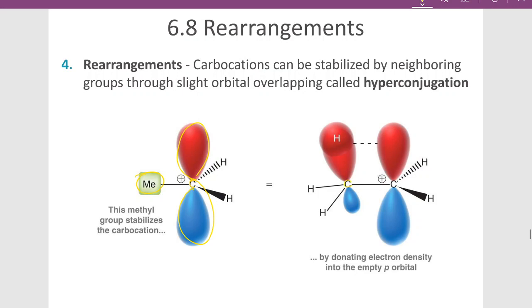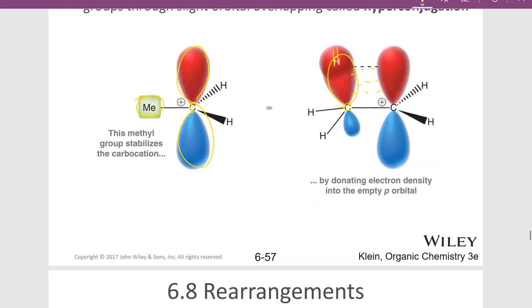That methyl group can orient itself so that one of the carbon-hydrogen sigma bonds aligns itself with that empty p orbital. And it can donate electron density into that empty p orbital to stabilize it. So in fact, we're going to see in the next chapter that carbocations that have more alkyl groups around them are actually more stable and more likely to form, and this is the reason for that.